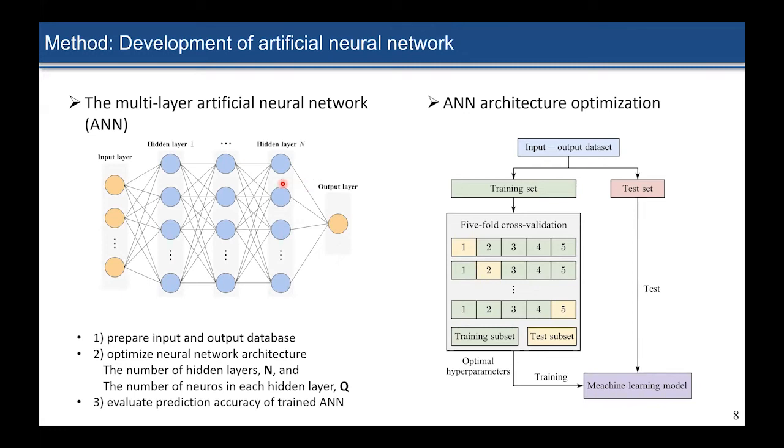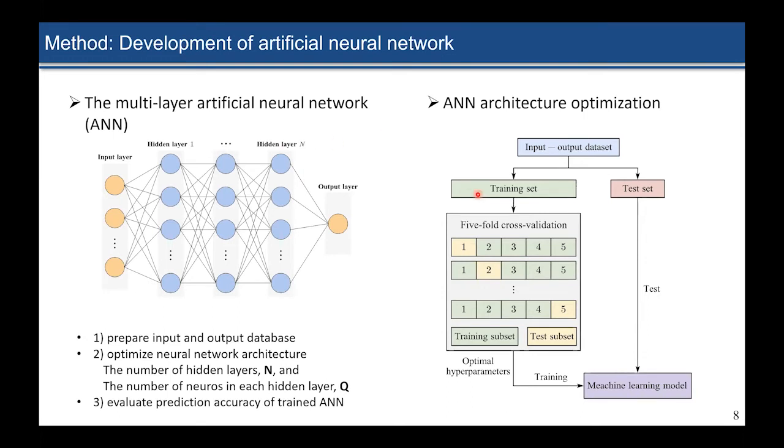The first step is to prepare the database. In the following slides, I will elaborate on how we set up the database. The second step is to optimize the neural network architecture. In other words, we need to identify two hyperparameters, that is, the number of hidden layers and the number of neurons in each hidden layer. And finally, we evaluate the prediction accuracy of the developed capacity model in terms of mean square error.